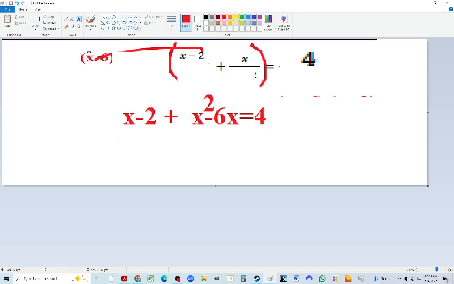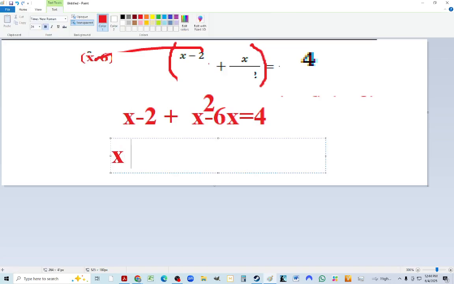Like this. Well, I can see that I have an x minus 6x. If I bring this 4 over here too, it becomes minus 4. So I end up with this: x squared, x minus 6x is minus 5x, minus 2 minus 4 is minus 6, and it's all equal to 0.